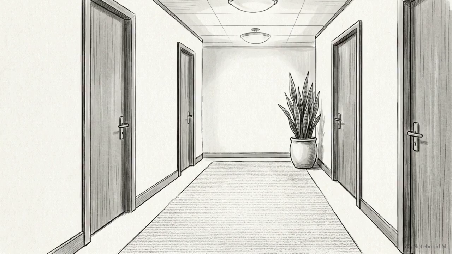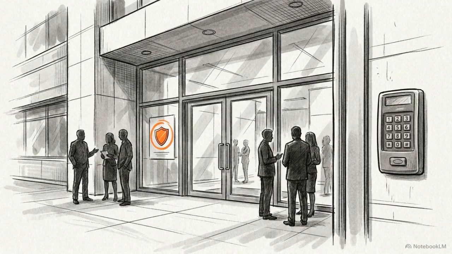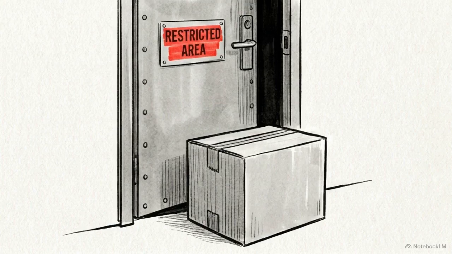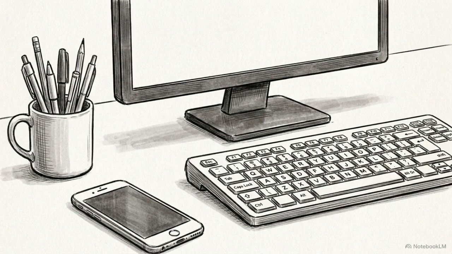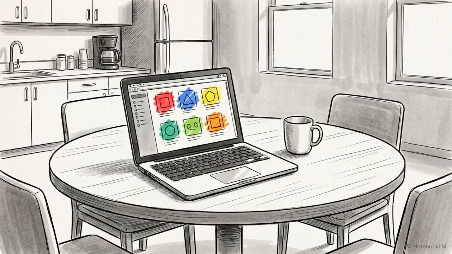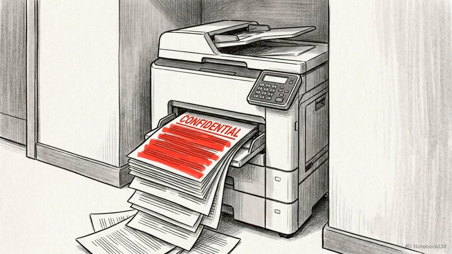The vast majority of physical security incidents are quiet, mundane anomalies, not dramatic cinematic break-ins. Many triggers are environmental. This could be a restricted door propped open with a heavy box, or a visitor wandering the halls without an official escort. Other triggers happen at the device level: an unlocked laptop left alone on a break room table, or confidential company printouts sitting unattended in a public printer tray.